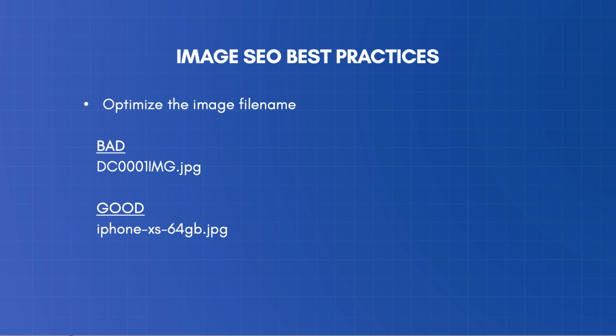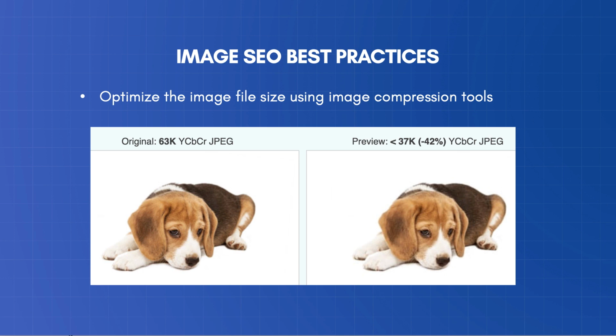The next thing to look at is the image file size. As a general rule of thumb, the smaller the image file is, the better. Large images take longer to load, and this can negatively impact the user experience, especially for mobile users. A good practice is to use image compression tools like ImageOptim, which can reduce the size of an image without losing quality. For example, look at these two images. They look identical to the eye, but the image on the right is 42% smaller than the other image.